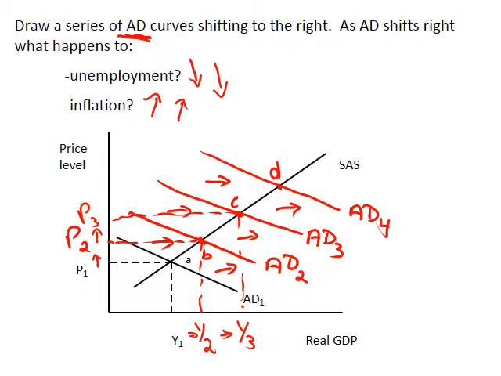If we were to draw a series of AD shifting to the left, we would still see this inverse relationship between unemployment and inflation. But if AD shifts to the left, we have output going down, so unemployment would go up, but we'd also see that the price level or inflation is going down. So again, inverse relationship, but in the opposite direction.